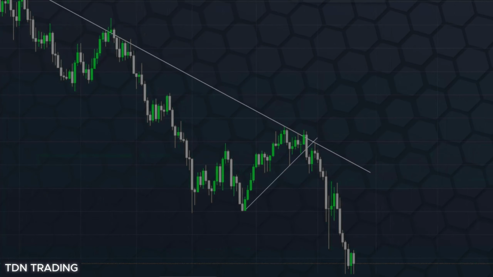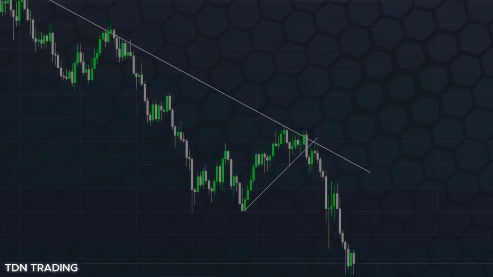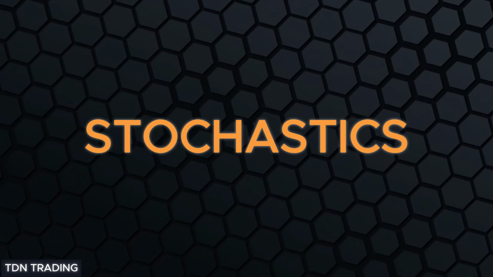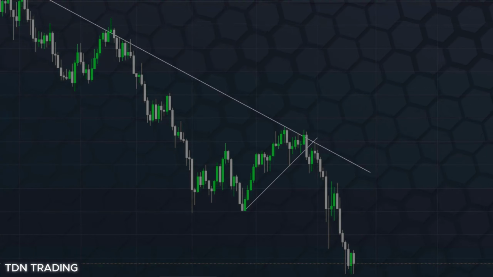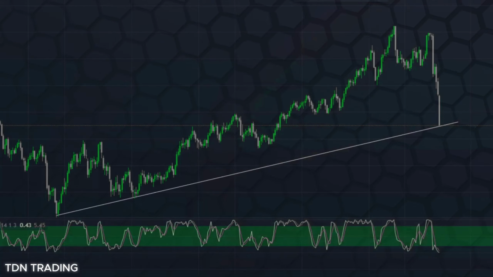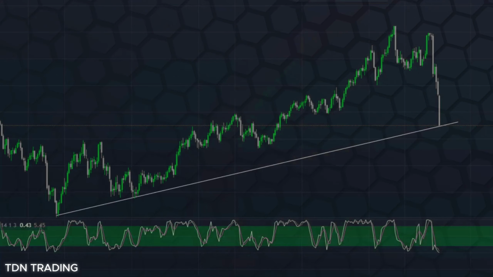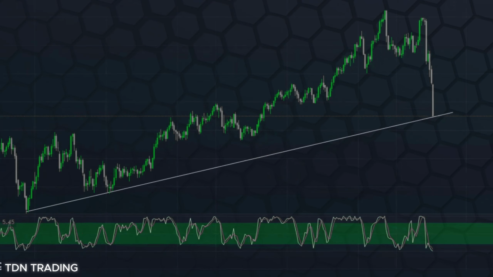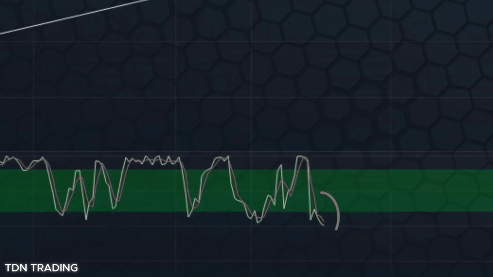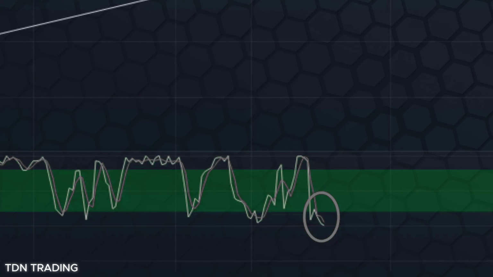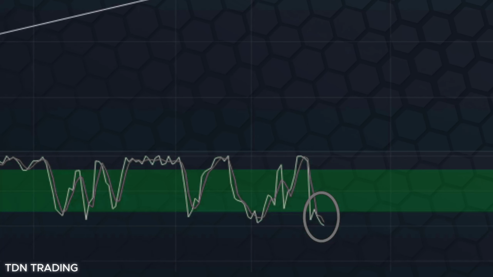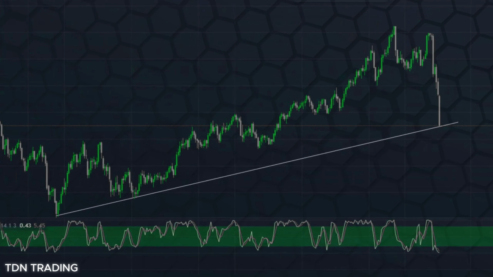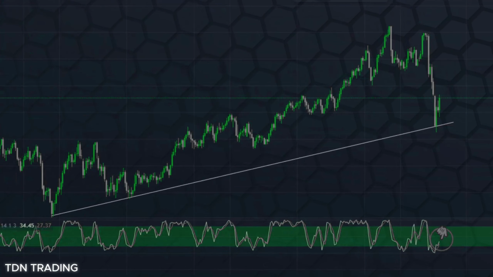Now another indicator that can also help you confirm a continuation pattern is the stochastics. Here's how the strategy works. In this chart, we spotted a current uptrend, and so we place our trend line below it. Now as price hits the trend line, notice that the stochastics is at the oversold level. So you want to utilize the stochastics to help us confirm the continuation pattern by waiting for it to cross back inside the oversold level.